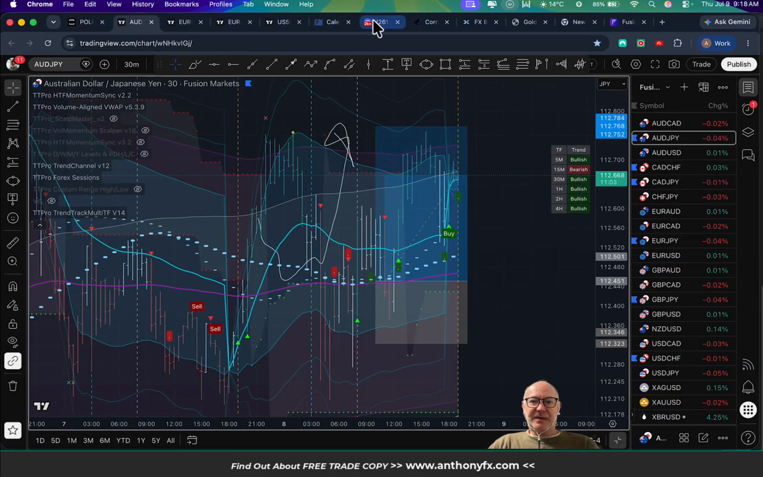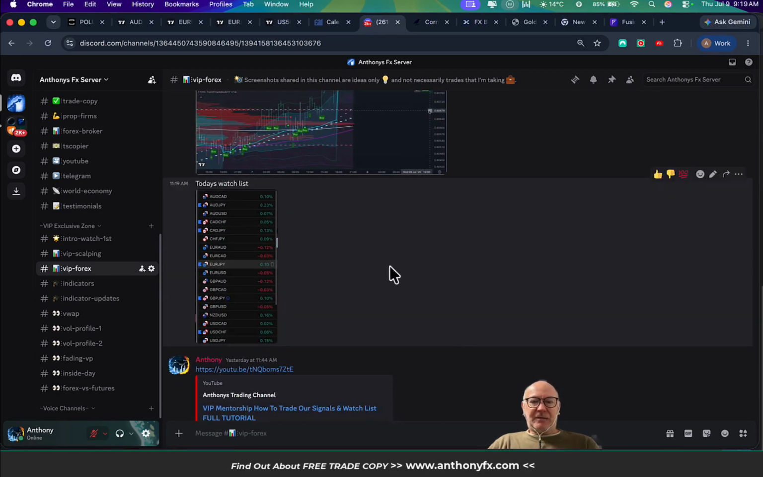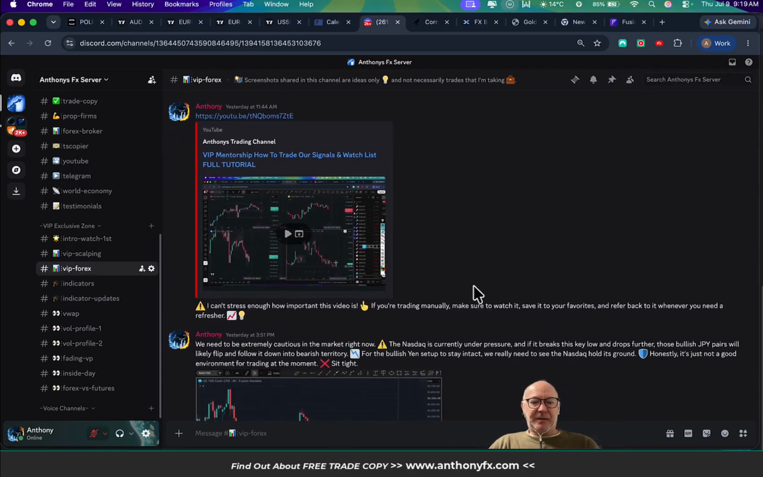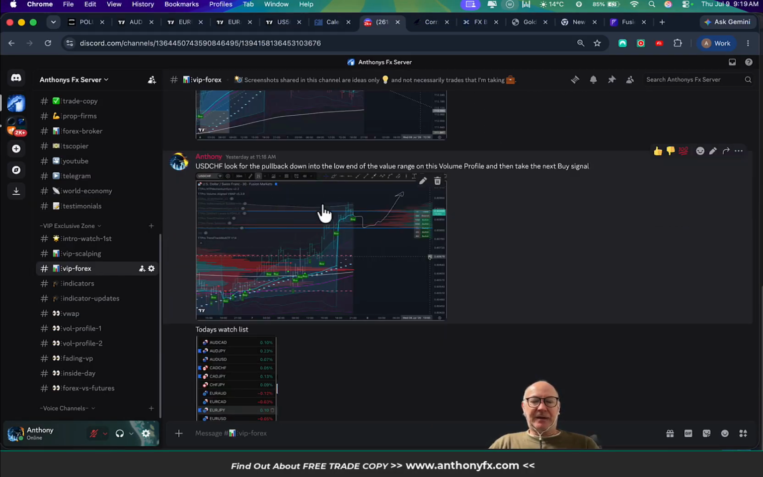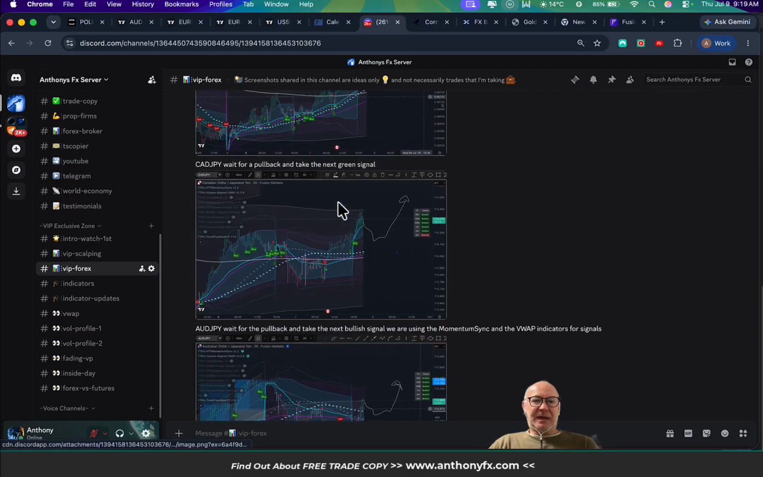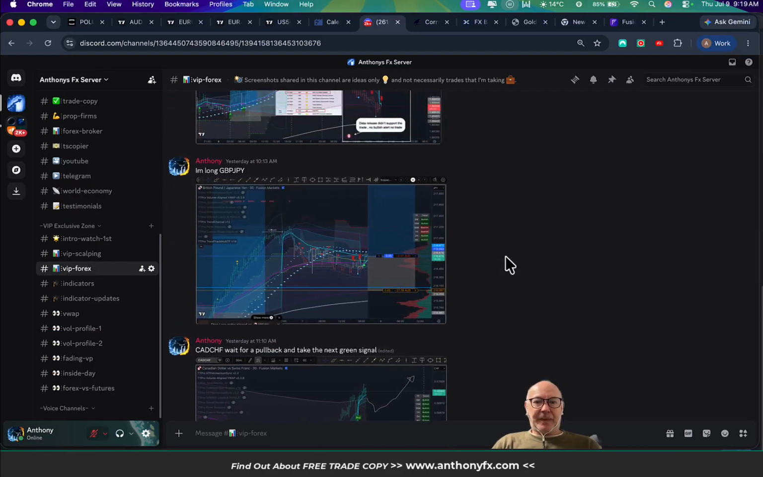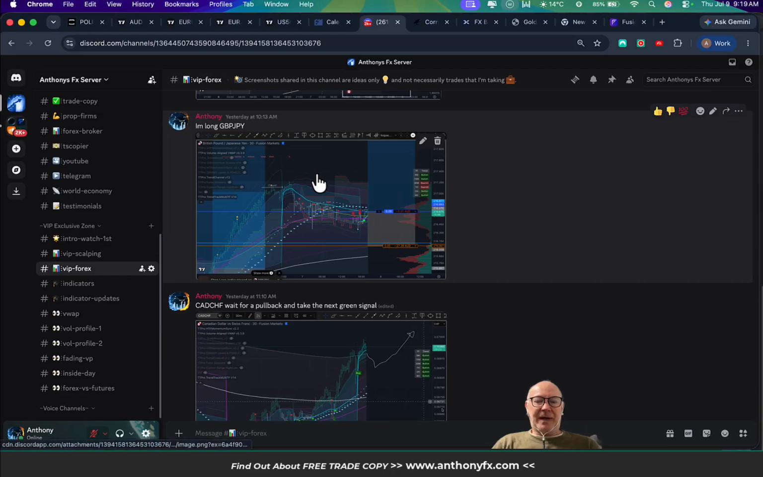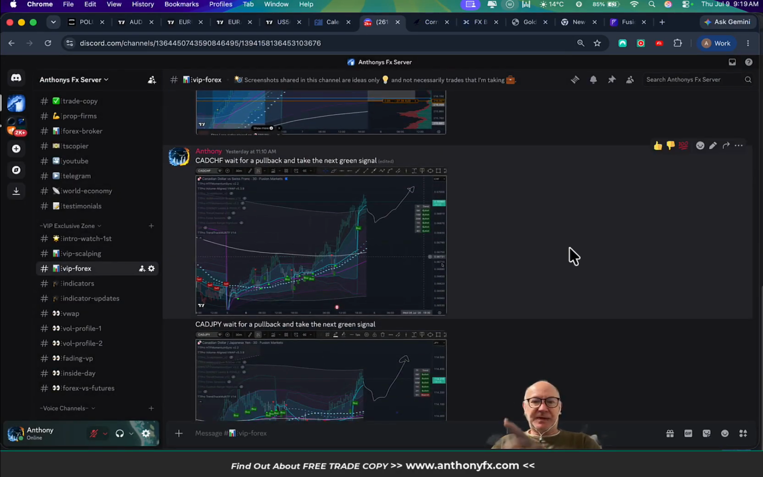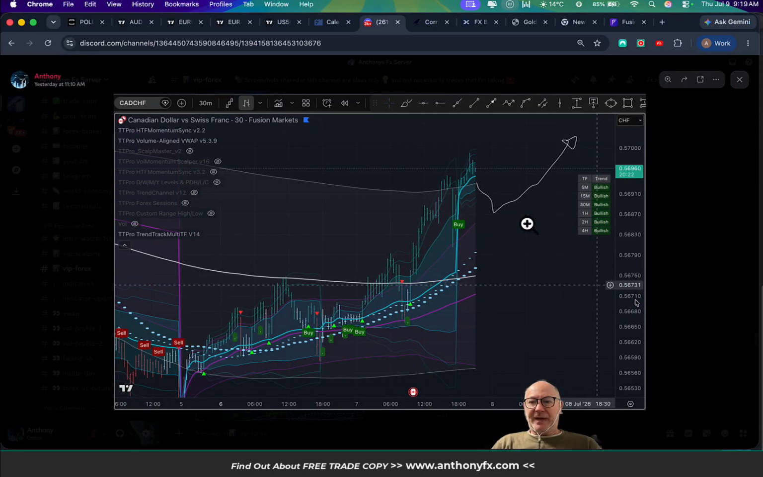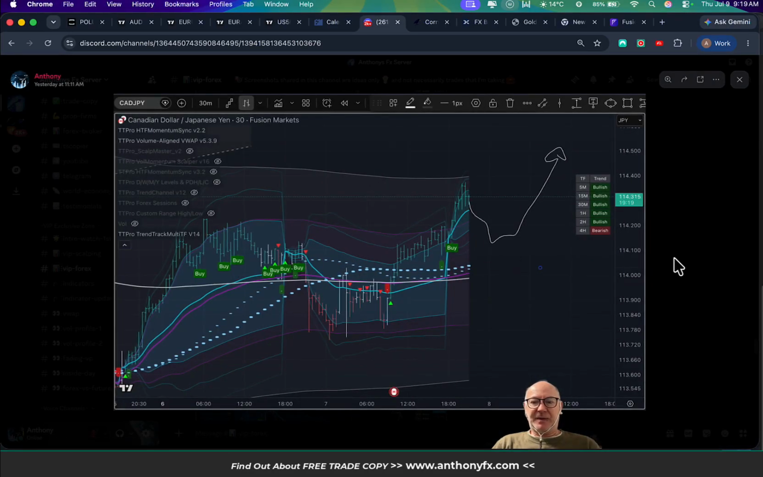What we're doing with the watch list, there's two things. One, I'm going to place an idea like this. So we had Aussie yen, CAD yen. Look, I posted these in there. I'm long the pound yen, that was one trade. Then the next one was CAD Swiss: wait for the pullback, take the next buy signal. CAD yen: wait for the pullback, take the next buy signal.